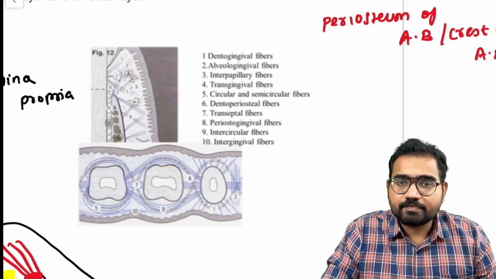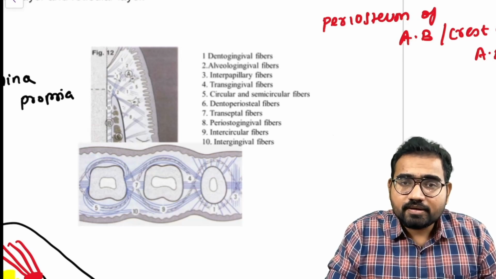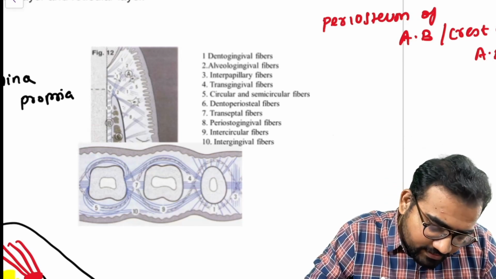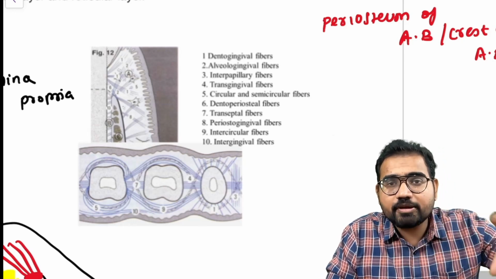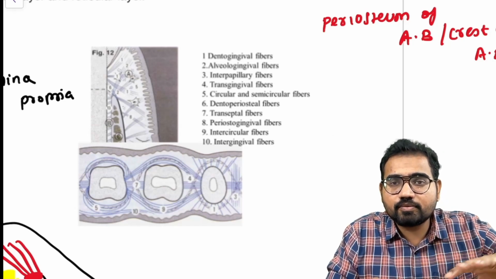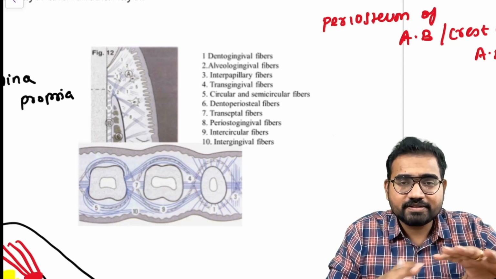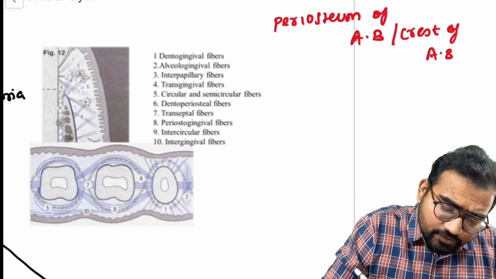Transgingival fibers. It extends into the lamina propria. It just connects one tooth to the other. Transgingival, within the gingiva. Now I'll tell you a few other terms.